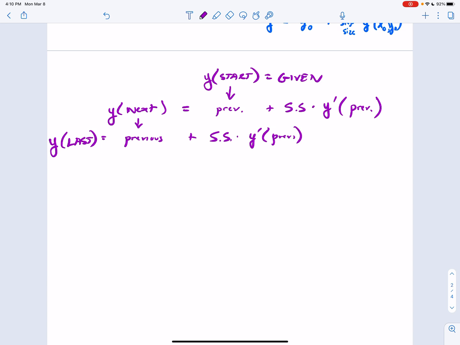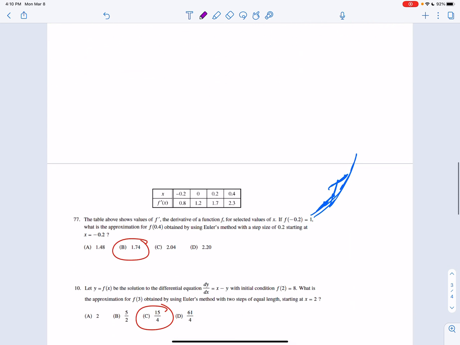Some questions are calculator-based. I should say most questions are calculator-based. Some are not. So you got to get used to using both.